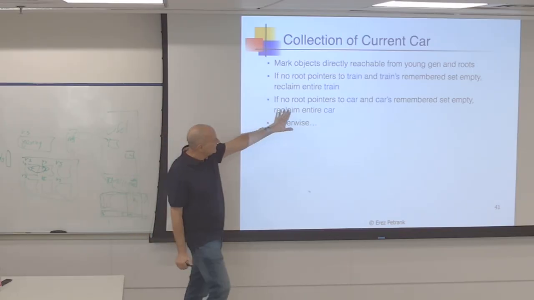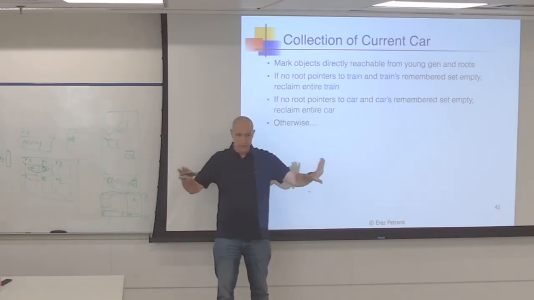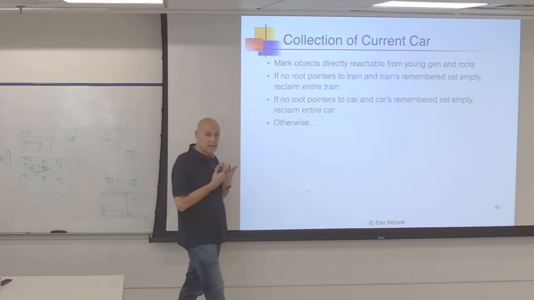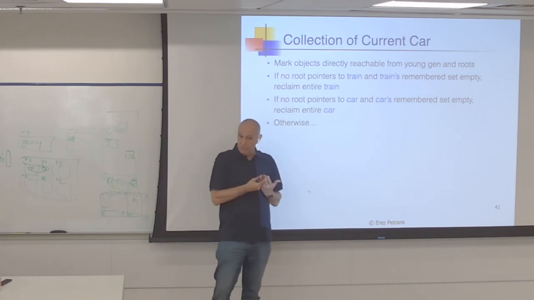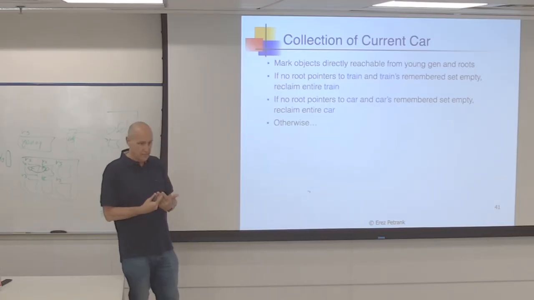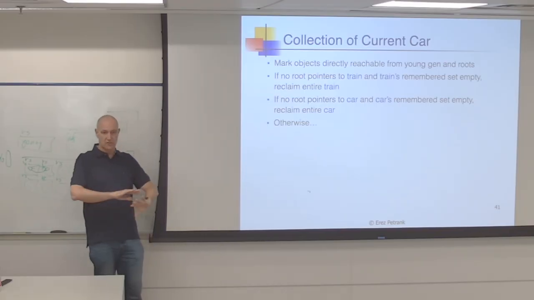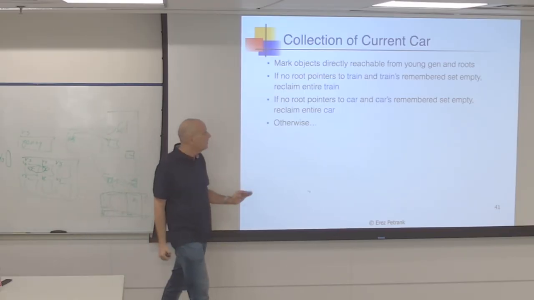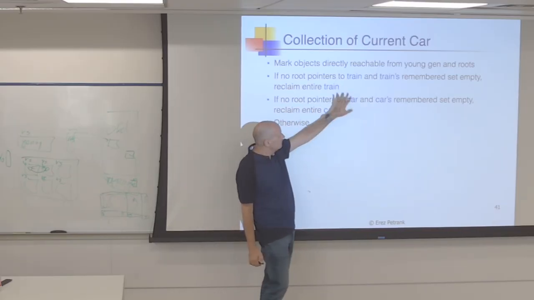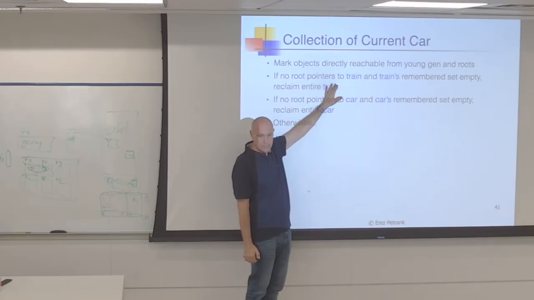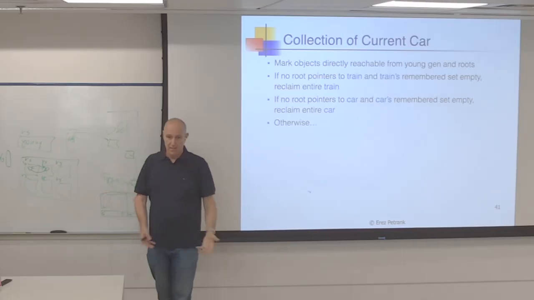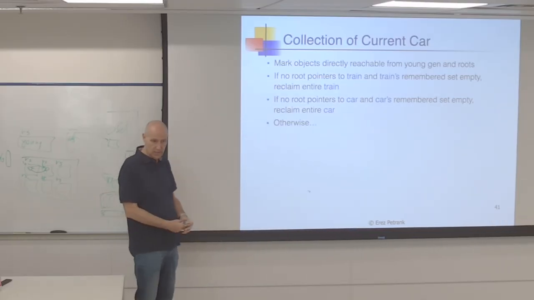And then if I see that nothing pointed to my car or my train, and the remembered set is empty, either for the car or the train, then I reclaim the car or the train. So the first thing I do is check if there's nothing pointing inside the car or inside the train, and then I can completely reclaim the entire train or the entire car. This is the easiest case. There's nothing that is reachable inside the car or the train.